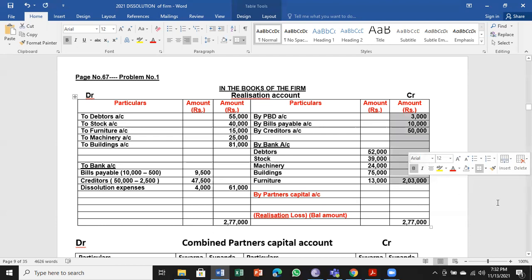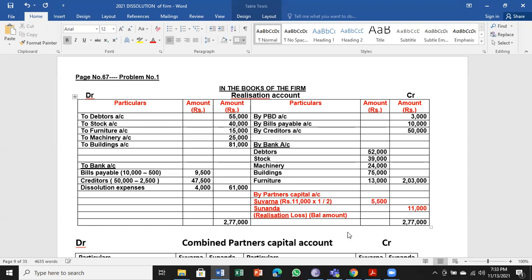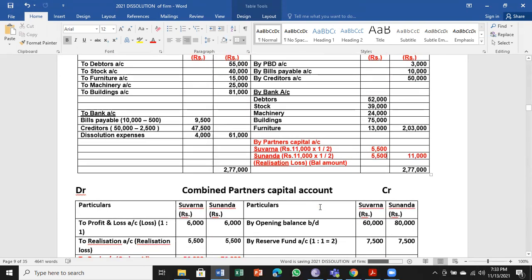So it comes to a balance amount of 11,000. This balance is called realization loss, to be shared among the two partners. The two partners are Suvarna, the first partner, and Sunanda, with an equal partnership. Remember, even for Sunanda, equal partners. So 5,500 is the loss to be shared by the partners.